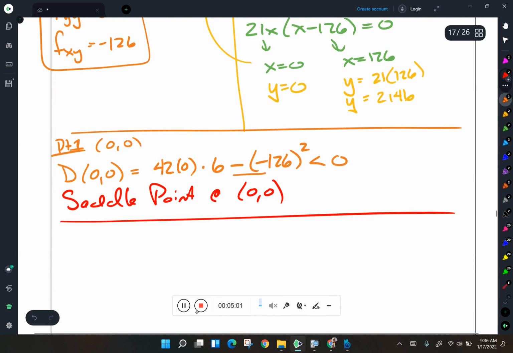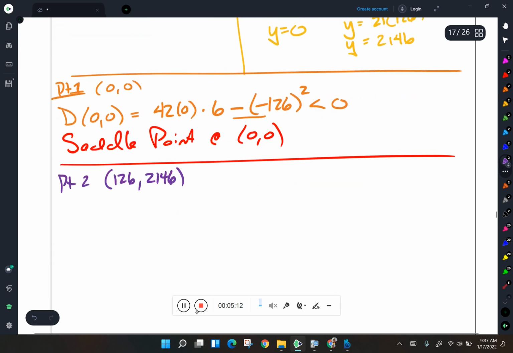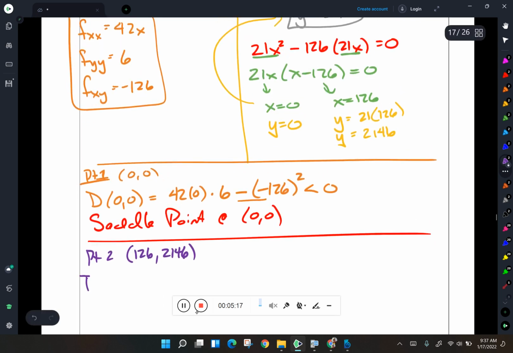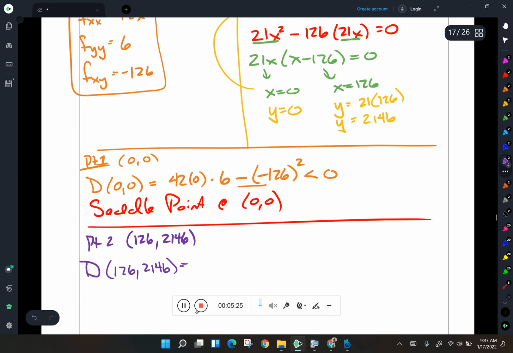Now let's take a look at point number 2. That was the point 126, 2,646. Let's see. The discriminant at that point is going to be f sub xx, so that's 42 times x, which is 126, times f sub yy, which is 6, minus f sub xy, which is negative 126, squared.